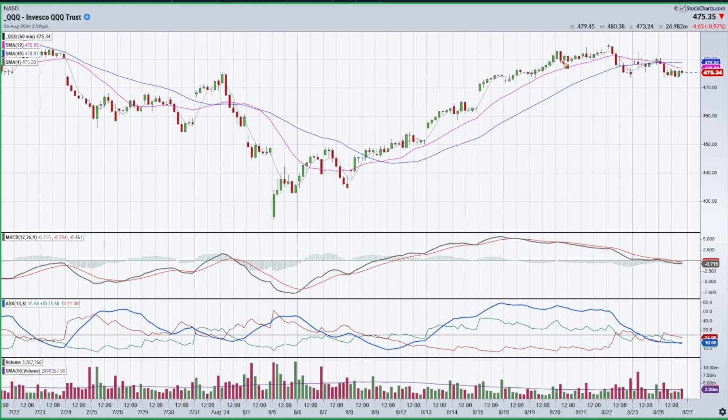Now, if you notice what's taken place, we've had a little bit of an ABC correction, and MACD has worked off the overbought condition that was in place, and it's worked back down to the zero line.